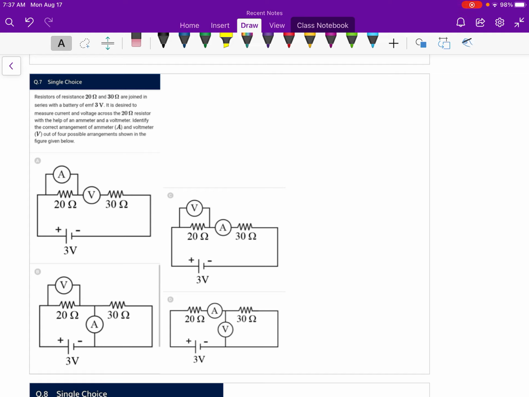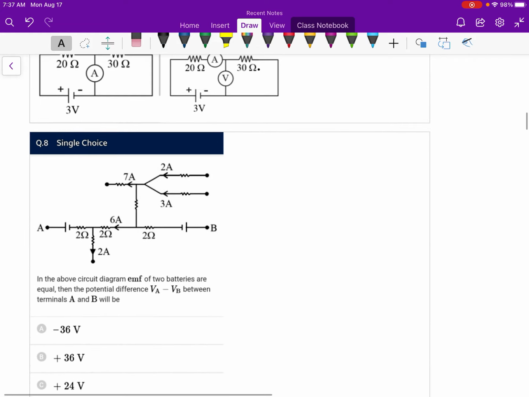Which arrangement is correct to measure current across 20 ohm and voltage across 20 ohm? So we see that an ammeter should be in series and a voltmeter should be parallel. So the ammeter should be in series and the voltmeter should be parallel. So this is the correct option. C is the correct option.